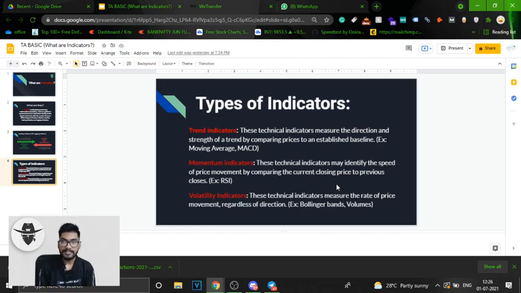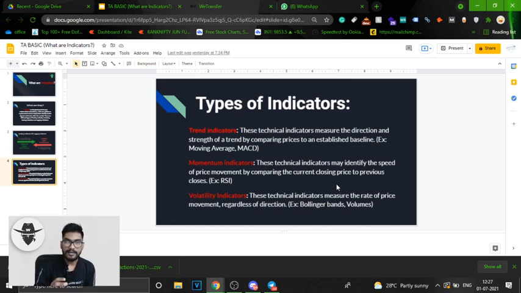We'll move on to types of indicators. Now, there are three major types of indicators to consider: trend indicator, momentum indicator, and volatility indicator. Now, you can see the definitions. Let's just go through them to understand what they mean. Trend indicators: these technical indicators measure the direction and strength of a trend by comparing prices to an established baseline like moving average or MACD. The trend indicator helps you analyze how strong a certain trend in the market is. There are two types of trends, an uptrend or a downtrend. A third is where it's a range-bound market or a flat market condition.